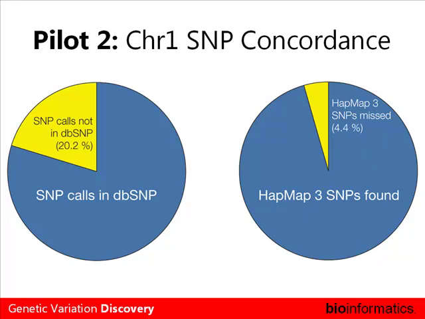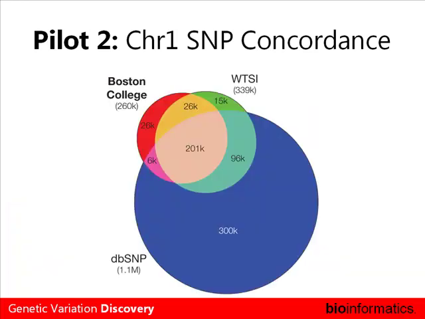So here you saw I missed 4.4% of the HapMap 3 SNPs in chromosome 1. So that shows that we probably have like a 4 or 5% false negative rate. And then we have 20% of the calls are not in dbSNP. Now, some proportion of that are going to be true SNPs that are just not in dbSNP. But some of them are going to be false positives. And so that's what we'll be looking at this afternoon.